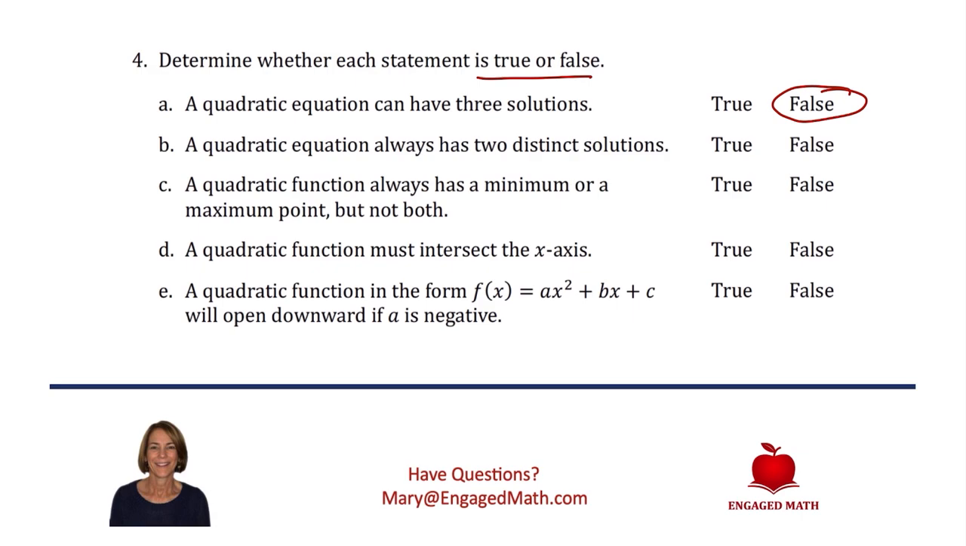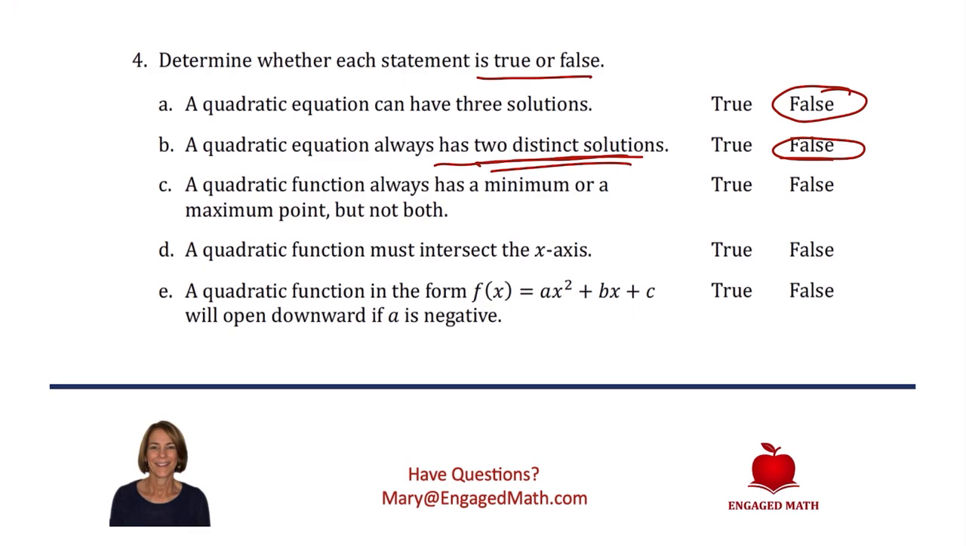A quadratic equation always has two distinct solutions. That is also false because a quadratic equation could have one solution, and that one solution could be what would be called a multiplicity of 2. So it counts as 2 solutions, but it's only one distinct solution, not 2 different solutions. So sometimes a quadratic equation only has one solution. Okay, let's go to the next problem.